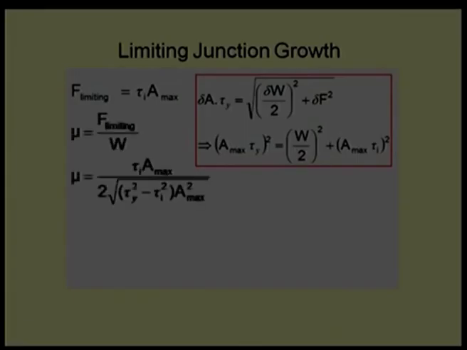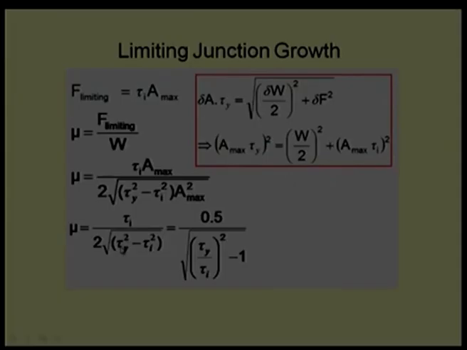We know the coefficient of friction can be represented as friction force divided by normal load. I can substitute tau I into A max over here, and after rearranging, W can be represented in this form: 2 square root of tau y square minus tau I square in brackets, multiplied by A max square. A max will cancel out, and we get an expression in terms of shear strengths: the shear strength of the interface and the shear strength of the soft material.